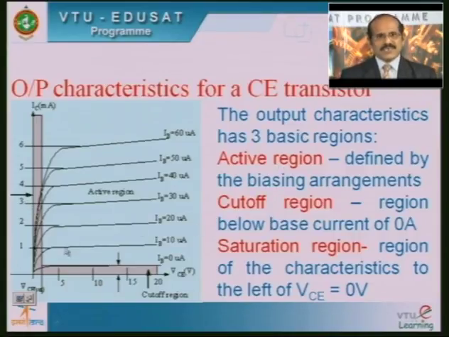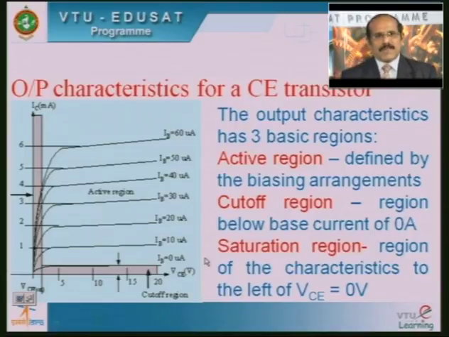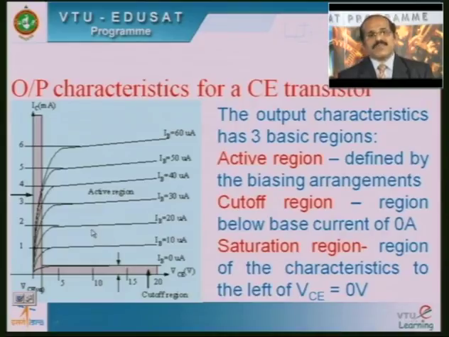The cutoff region is the region below the curve of IB, that is base current equal to 0 microampere. So, this shaded region is nothing but the cutoff region here. And we have the saturation region, that is to the left of VCE equal to 0, the shaded region here. That region is called the saturation region, and the region between the cutoff region and the saturation region is called the active region. What is the main feature of the active region? Linearity.